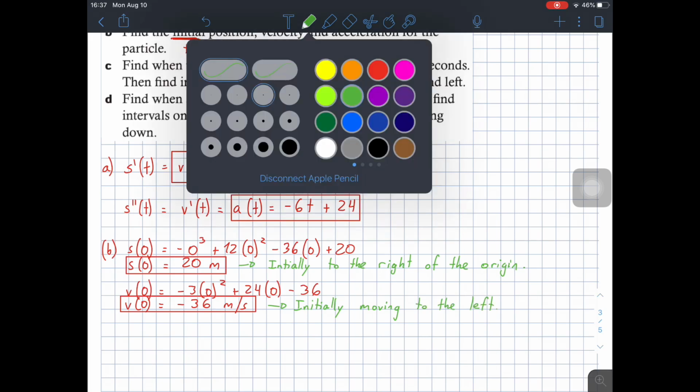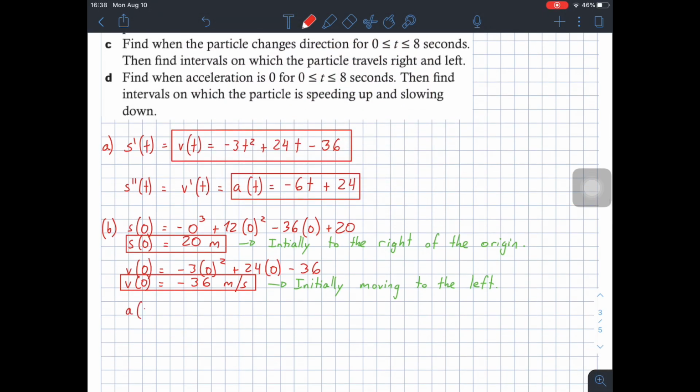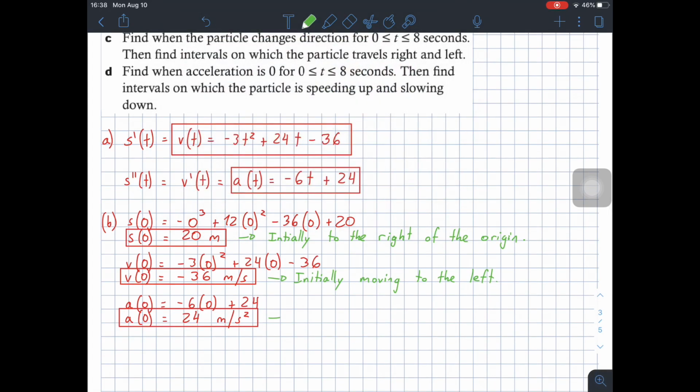And what about the initial acceleration? To find the initial acceleration, we do the same thing, but with the acceleration function, a of 0, and this is negative 6 times 0 plus 24, and we get a value of positive 24. Acceleration is measured in meters per second squared. So a positive value for acceleration means that although the object is moving to the left, it is braking. The velocity is decreasing, and it is trying to change its direction. So I'm going to write velocity decreasing.